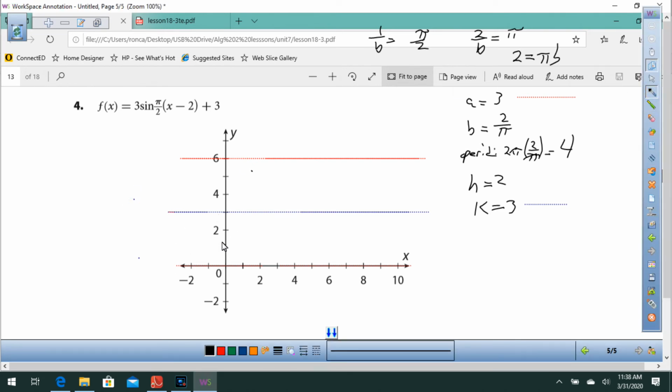So it usually starts at 0, 0, but now we've got h is 2, so we're going to move it over 2. So it'll start at 2, 3. And then we're going to add 4 to that. That'll be 6. And then halfway in between will be 4. And then up. And then down. Well, that's going to be down. And that's going to be there.